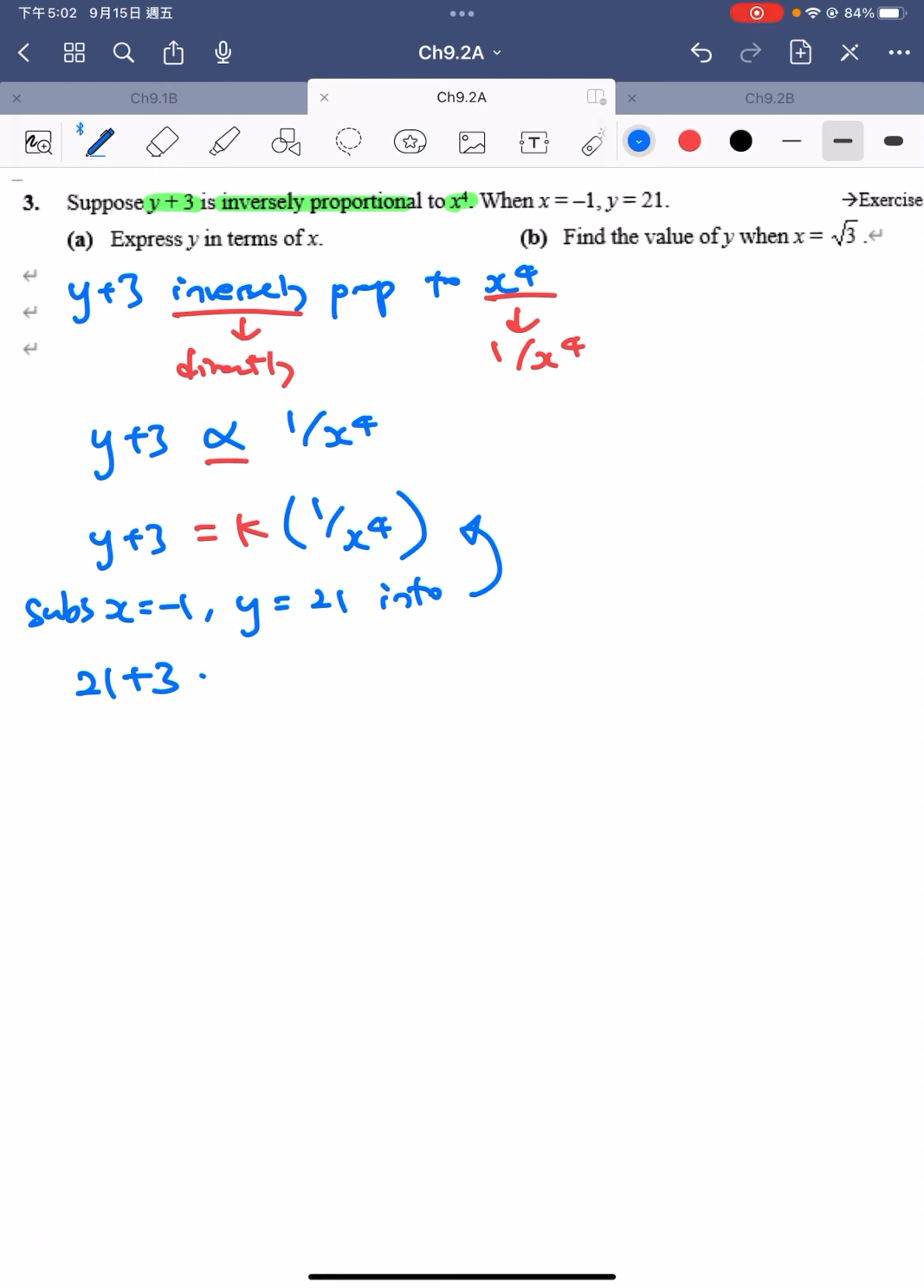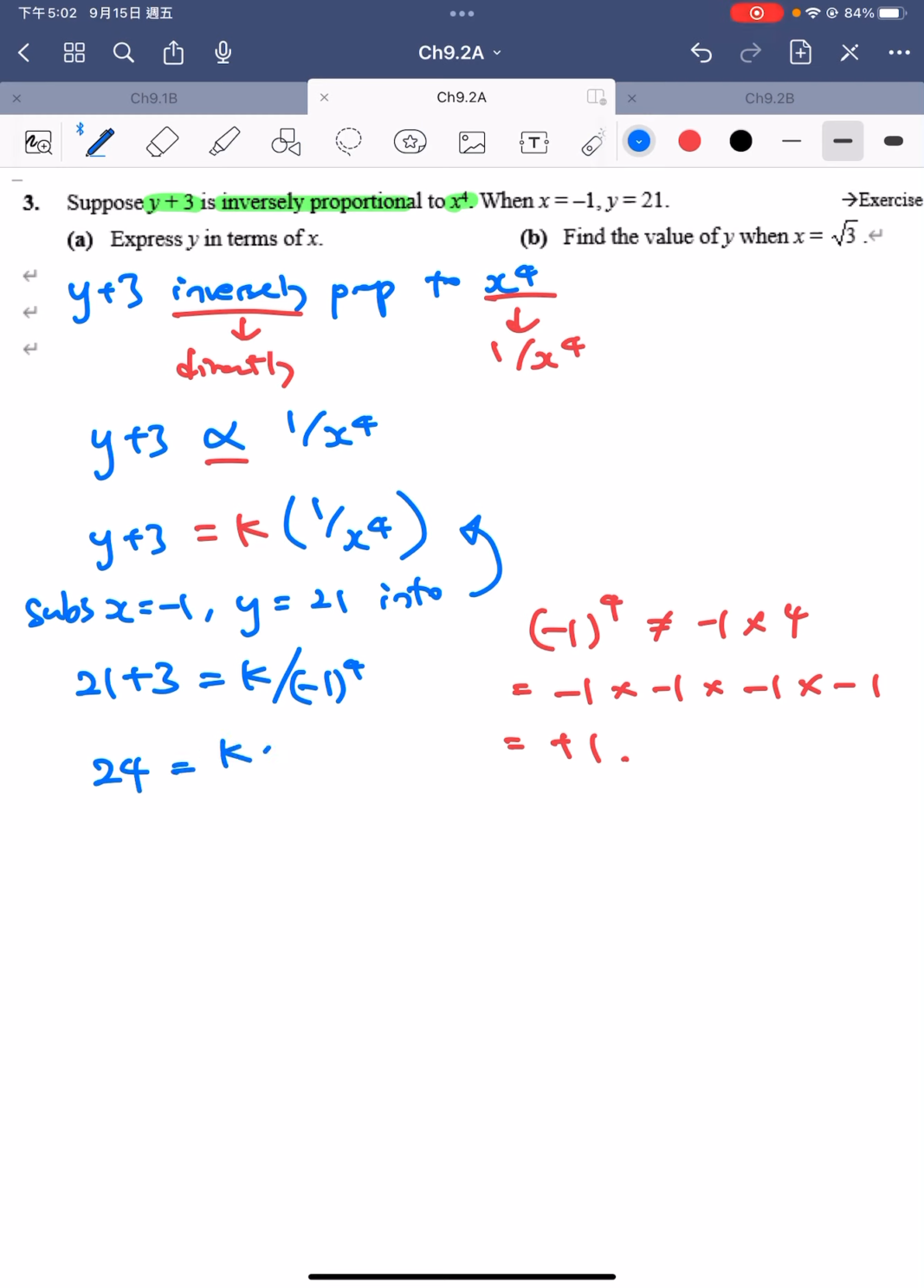So 21 plus 3 is equal to k divided by x to the power of 4, when x is negative 1 to the power of 4. So be careful, somebody makes this mistake. Negative 1 to the power of 4 is not equal to negative 1 times 4. It means minus 1 times minus 1 times minus 1 times minus 1 again. So 4 negatives multiplied together will finally give you a positive 1. Okay, so we have 24 on the left hand side is equal to k divided by 1. Then our variation constant k is equal to 24.